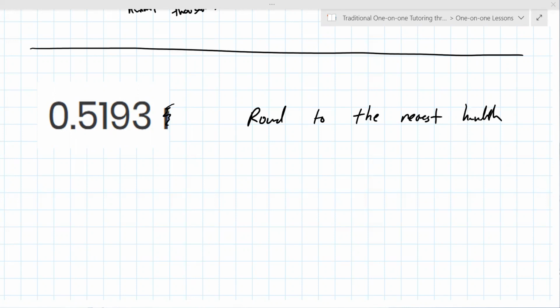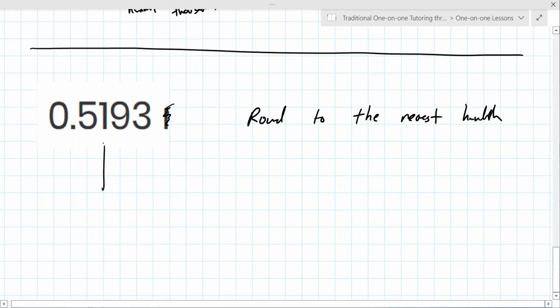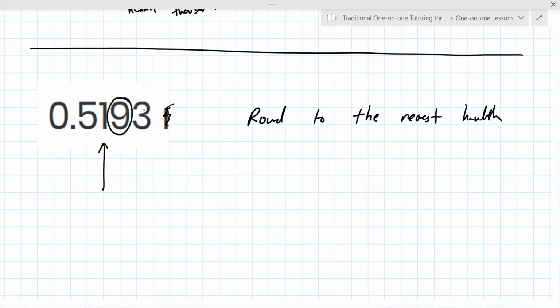Okay. If it's possible to get to a spot with better Wi-Fi, I would strongly recommend that. But we want to round this number to the nearest hundredth. Which number is in the hundredths position? 1. It's the 1, yeah. So now we look to the number just to the right of it. We don't care about this other number. Does that 9 round up or down? It rounds up.